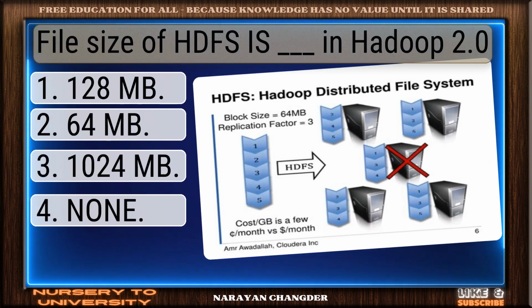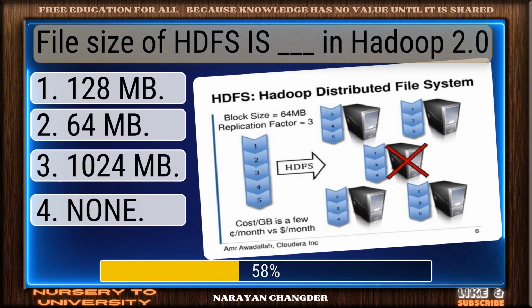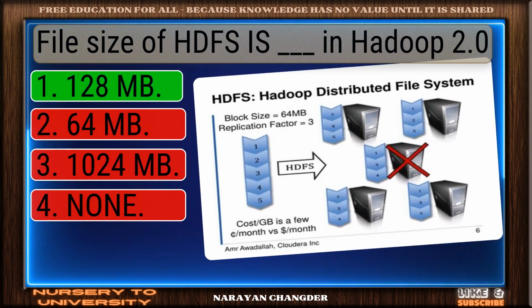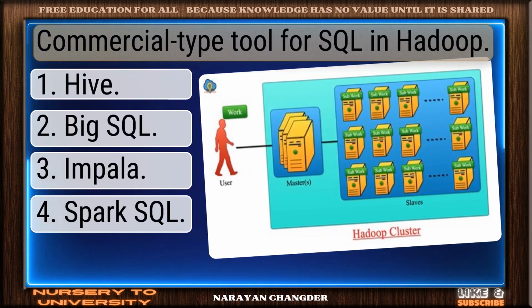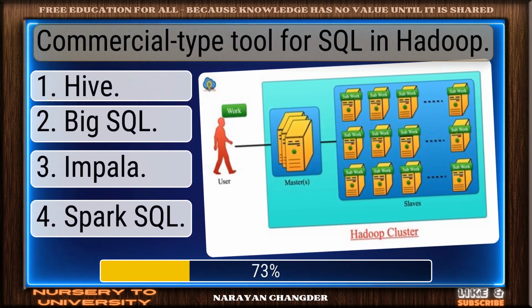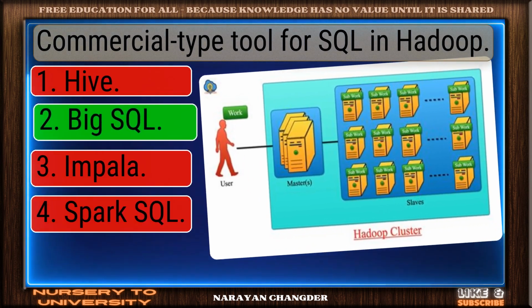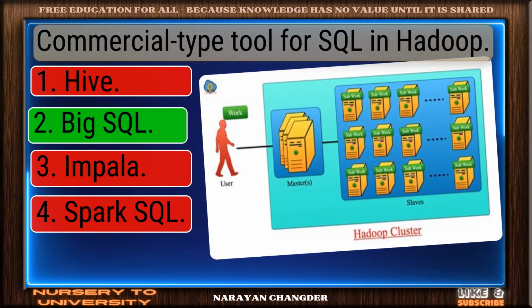Question number 43. File size of HDFS is ___ in Hadoop 2.0. You're right. 128 MB is the correct answer. Question number 44. Commercial type tool for SQL in Hadoop. Correct response. Big SQL is the most accurate answer.